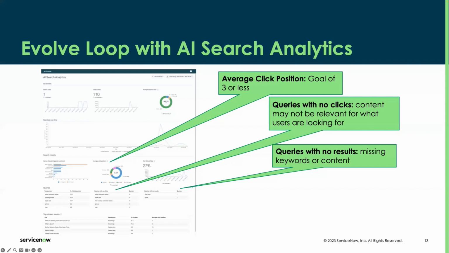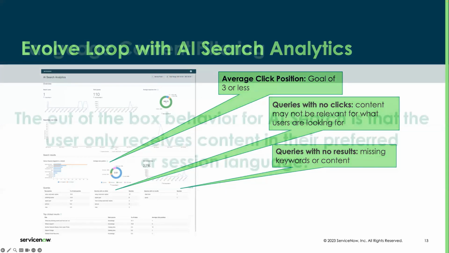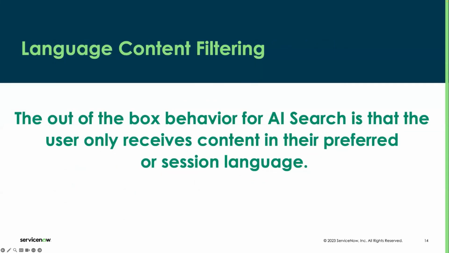So yeah, we'll certainly be touching on some of the stuff that Gerard has alluded to with result improvement rules and content and filtering and our language support. So if we jump into our next slide here, yeah, just want to be kind of as straightforward as we can be, in that our default behavior for AI search will essentially only surface content in the user's preferred language, or the session language itself.